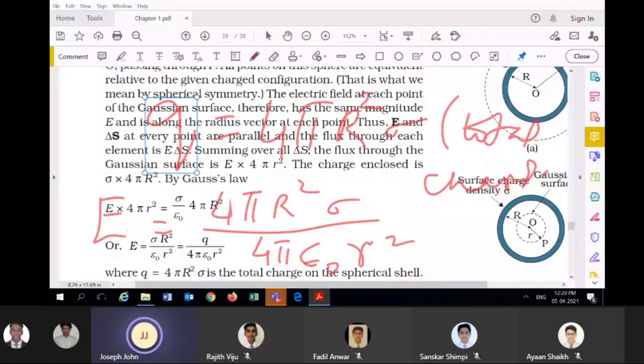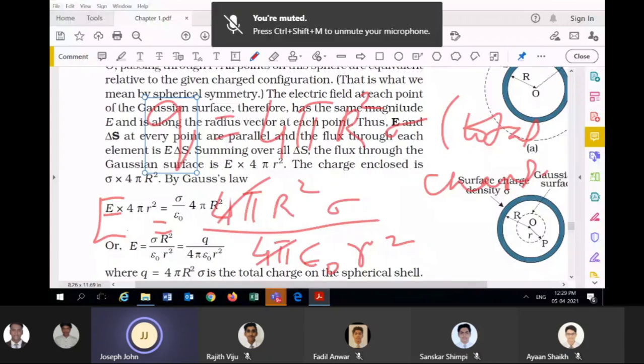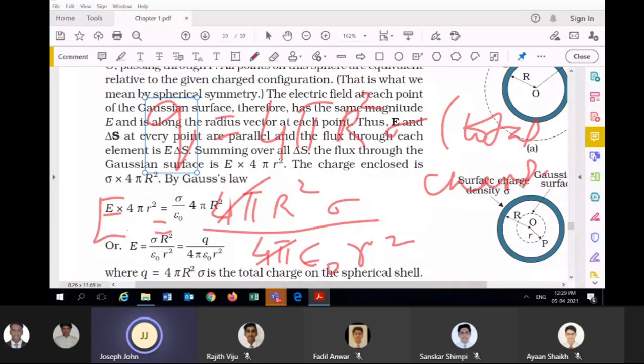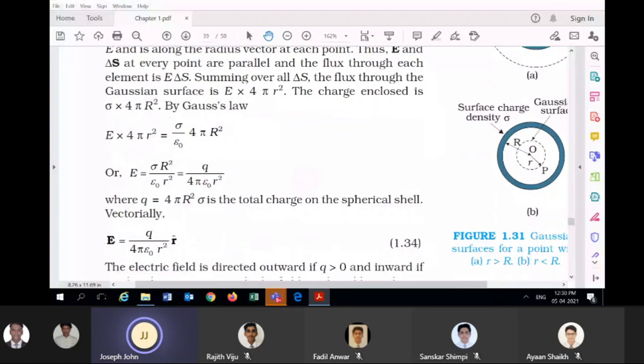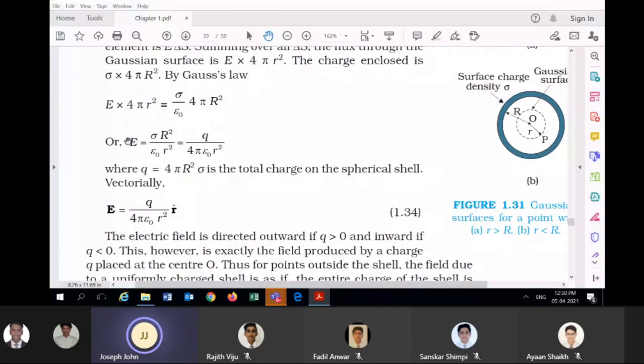The same derivation only, I slightly changed steps here and there. So 4 pi and 4 pi will cancel. Last step is what? Sigma R squared by epsilon 0 small r squared. Please write it down. This is the last formula, please. Can you see it? Clear?